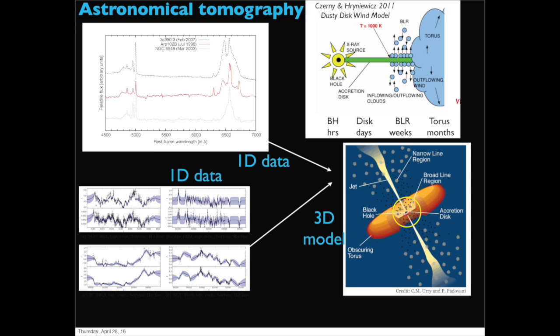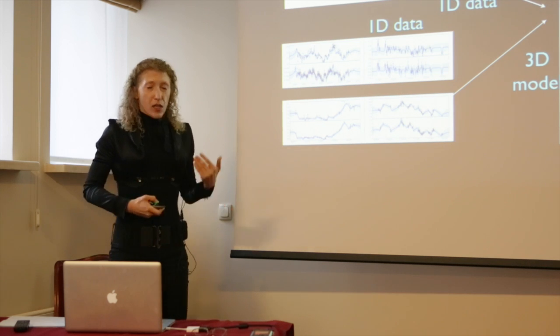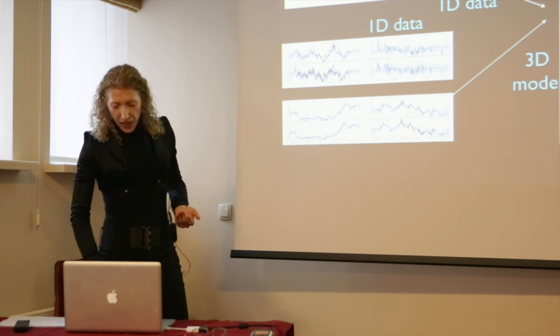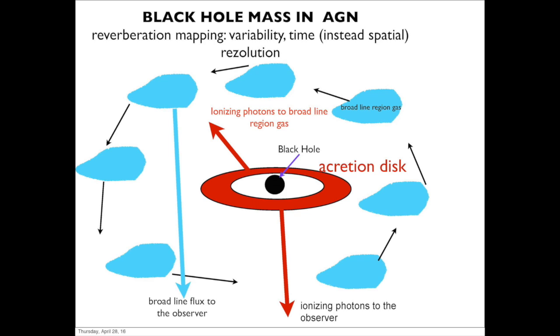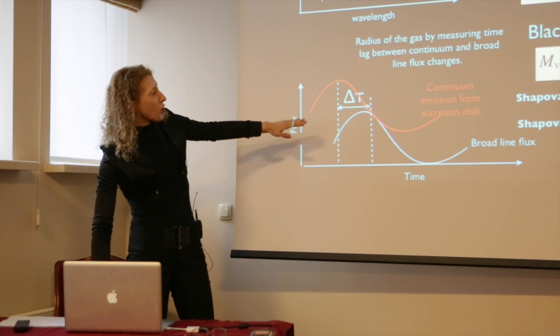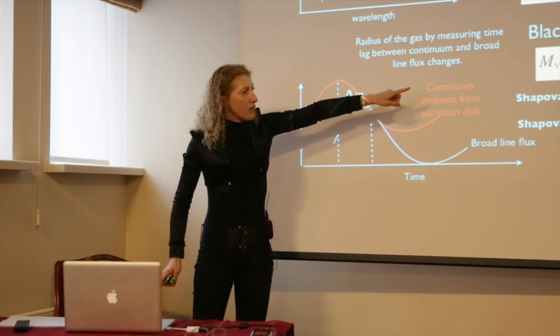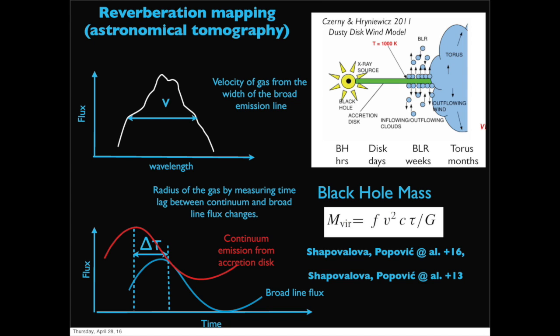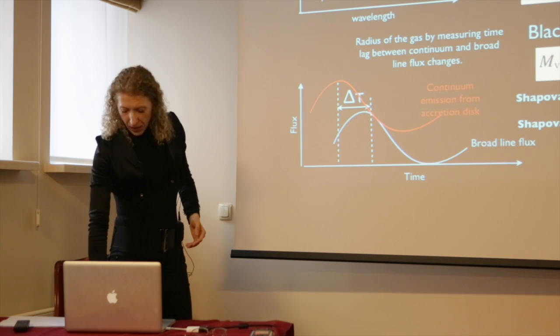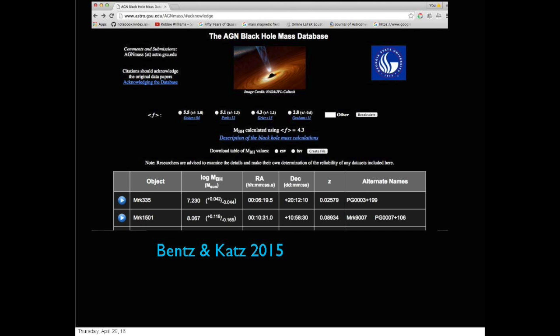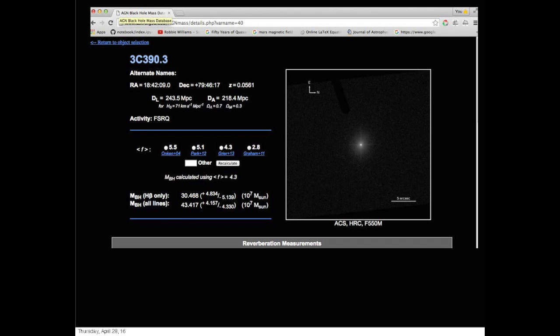We obtain the mass of the black hole using astronomical tomography, or reverberation mapping, where we calculate the dimension of the broad line region, which is subjected to the gravitational influence of the black hole. The simplest case is a shell of photons hitting the ions in the broad line region, some hitting the observers, and from the time lag between these two signals and the virial theorem, we can calculate the mass of the black hole. This process requires monitoring for 20 or more years for each object, and all of these results are collected in this database.